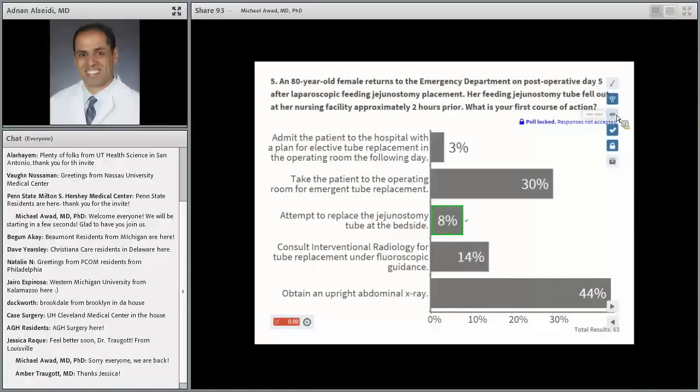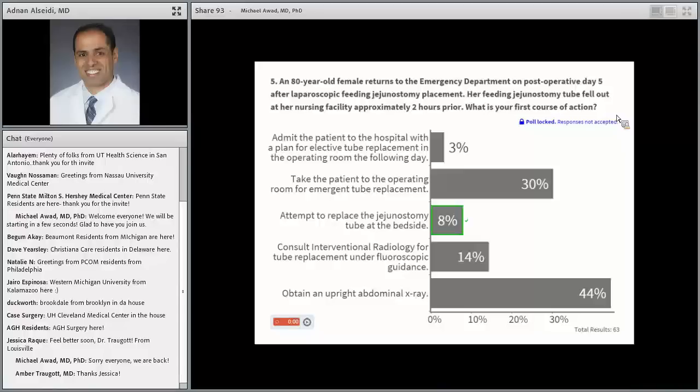Okay, so we've got all kinds of answers here. So let's discuss them a little bit. The correct answer is attempt to replace the jejunostomy tube at the bedside. And the reason why is because of the timing. The key here is to keep in mind that the question is asking post-operative day 5.